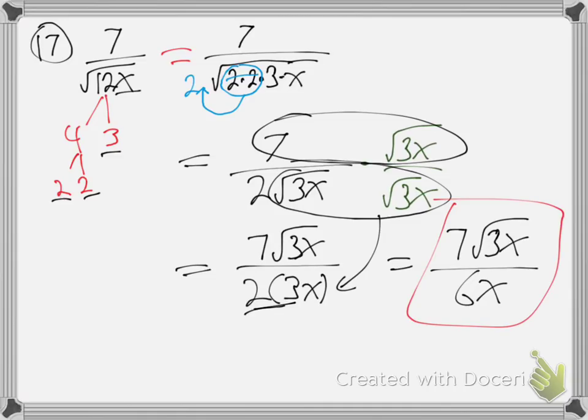That's our answer. We can't cancel these x's or the 3 and the 6 because they're in different worlds. These guys are in roots and these guys are out of roots. 2 different worlds, no interacting. That's our final answer. What did we do? We got rid of the root from the bottom.